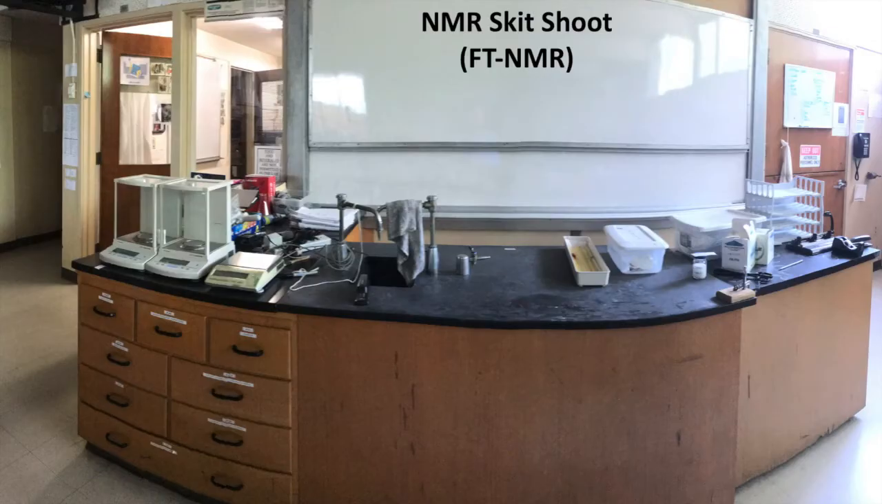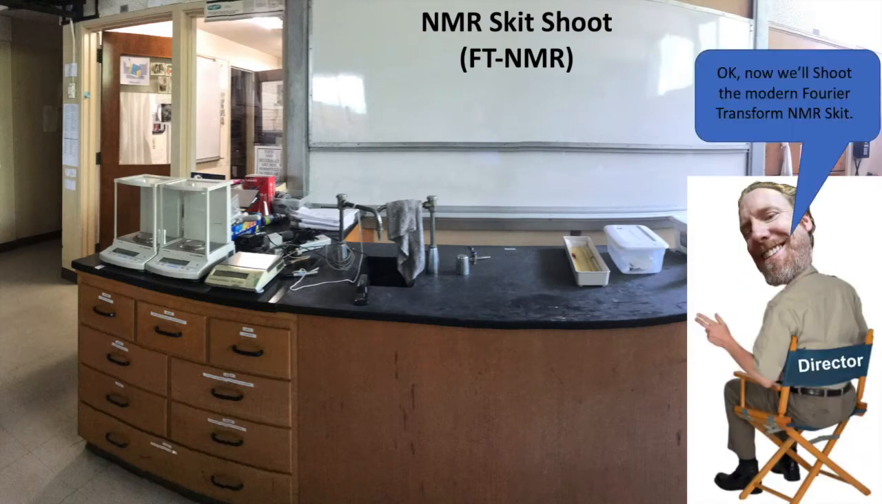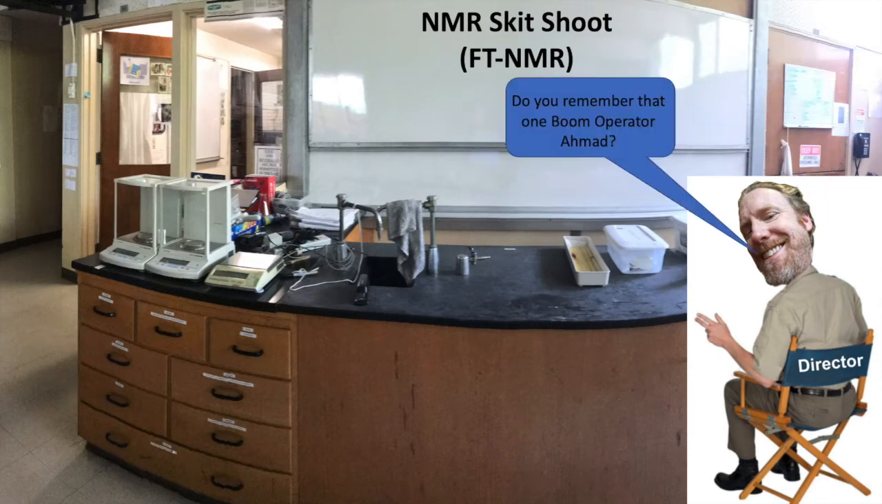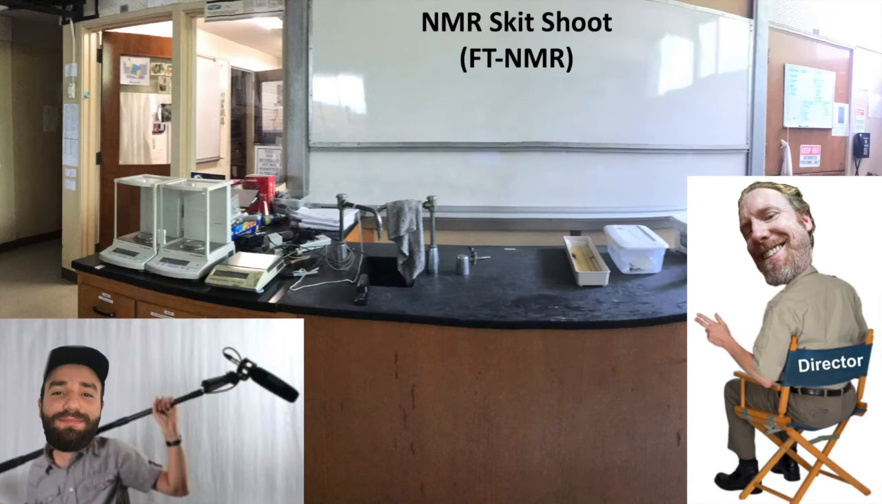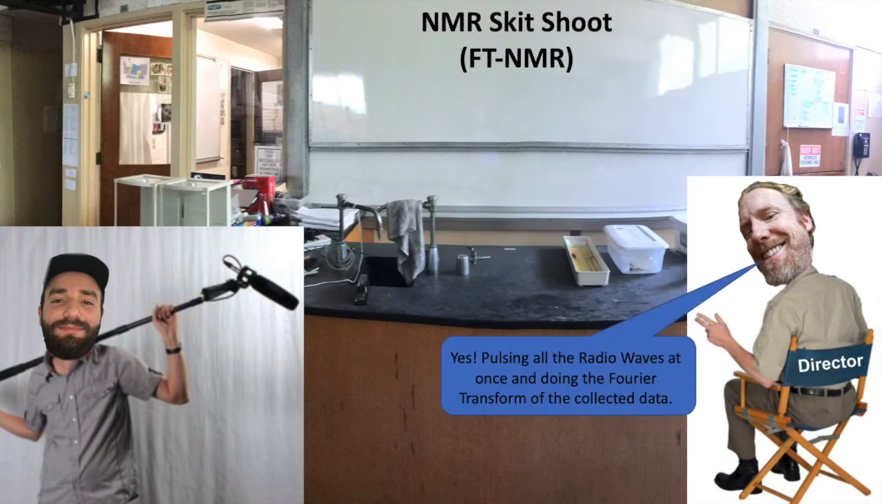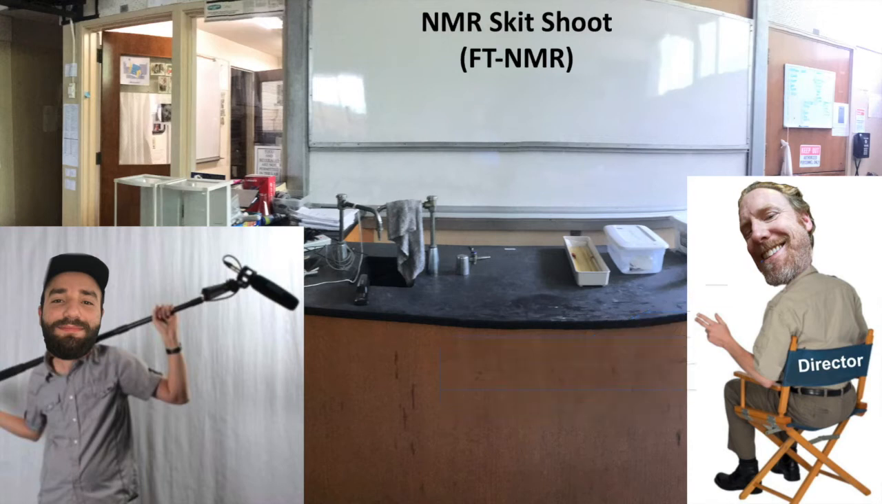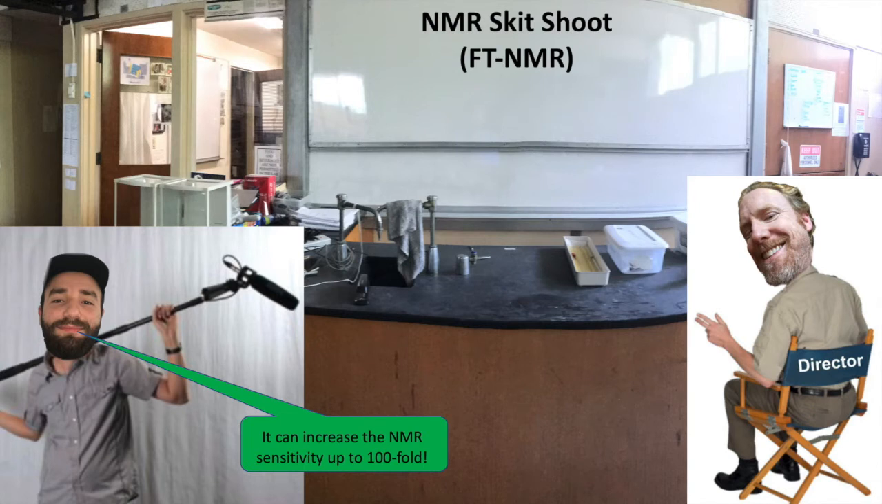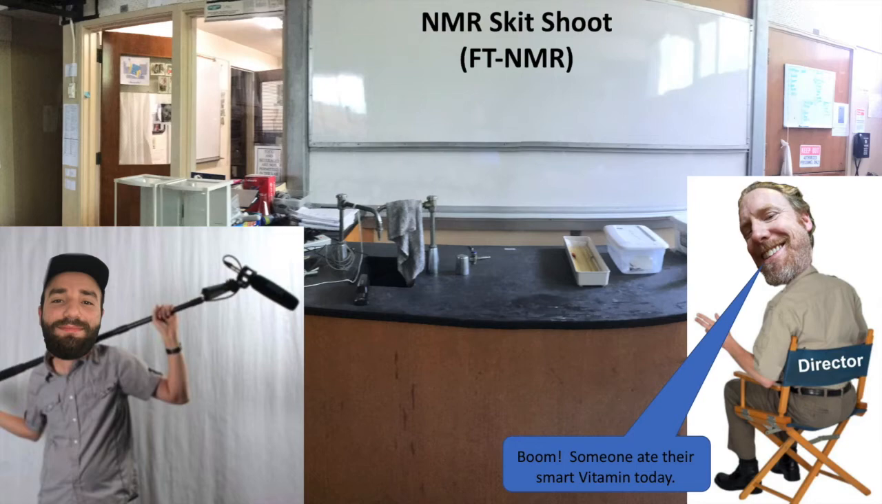All right, now we'll do the NMR skit shoot for the FT NMR, and we'll explain what that is. The FT NMR is the modern Fourier transform NMR. Do you remember that one, boom operator Ahmad? That's the one where the NMR pulses all the radio waves at once, right? Yes, pulsing all the radio waves at once and doing the Fourier transform of the collected data. It can increase the NMR sensitivity up to 100 folds. Boom! Someone ate their smart vitamins today.